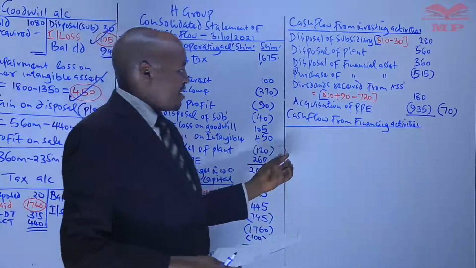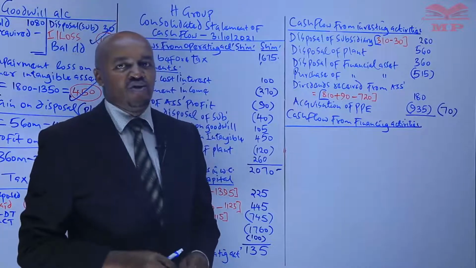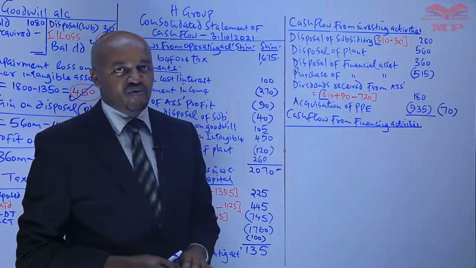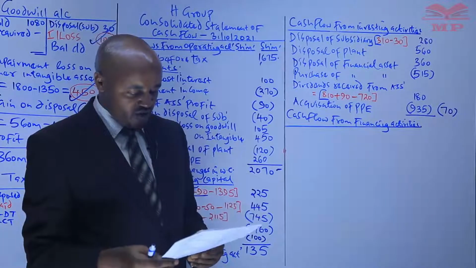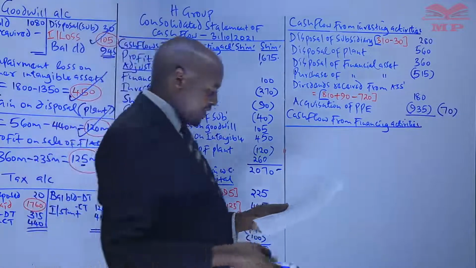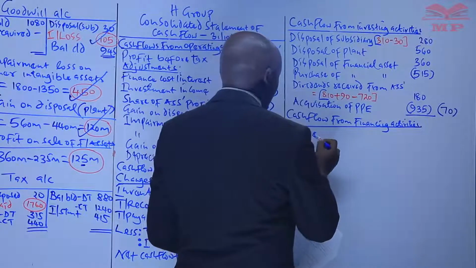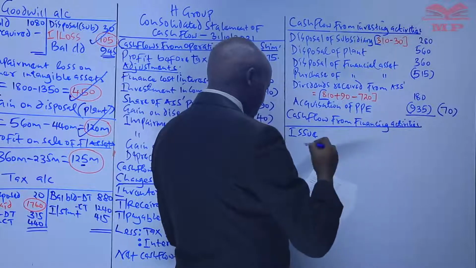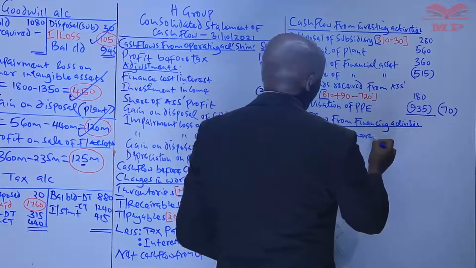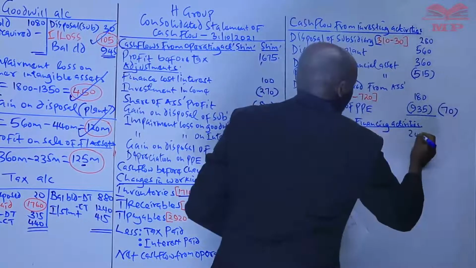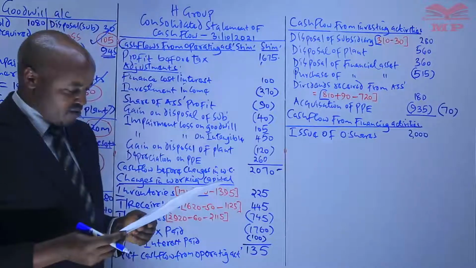In fact, the items which we include here, all of them, we get from the equity section of the statement of financial position and the non-current liability section. So what we do is go to the equity section, and the first item there is the ordinary share capital. We can see that the ordinary share capital increased from 6,000 to 8,000. So the reason why the ordinary share capital of the company increases is 2,000.